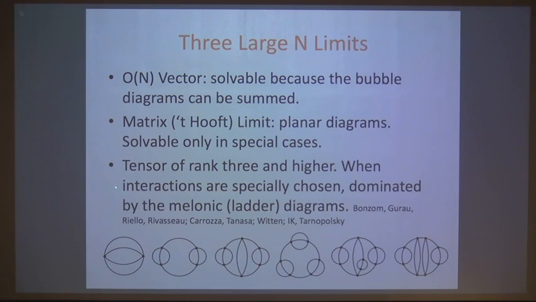And then lately, there is exploration of this so-called tensor large n limit, where the tensor is of rank three and higher. And the interactions are specially chosen so that everything is dominated by these so-called melonic or ladder diagrams. This is the class of vacuum diagrams. These usually are called sunset diagrams, but in the new terminology, they're melons. They become more like melons or watermelons when the phi to the 4 is replaced by phi to the q with q much larger than 4.